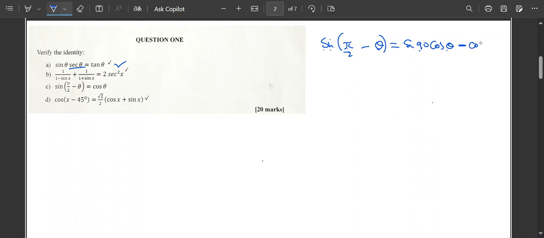So this will be cos 90, then sine theta. Okay, so how do we do this? This is 1, right? This is just cos theta, then minus cos 90, which is 0. So this is just cos theta. Okay, so we have shown this one.